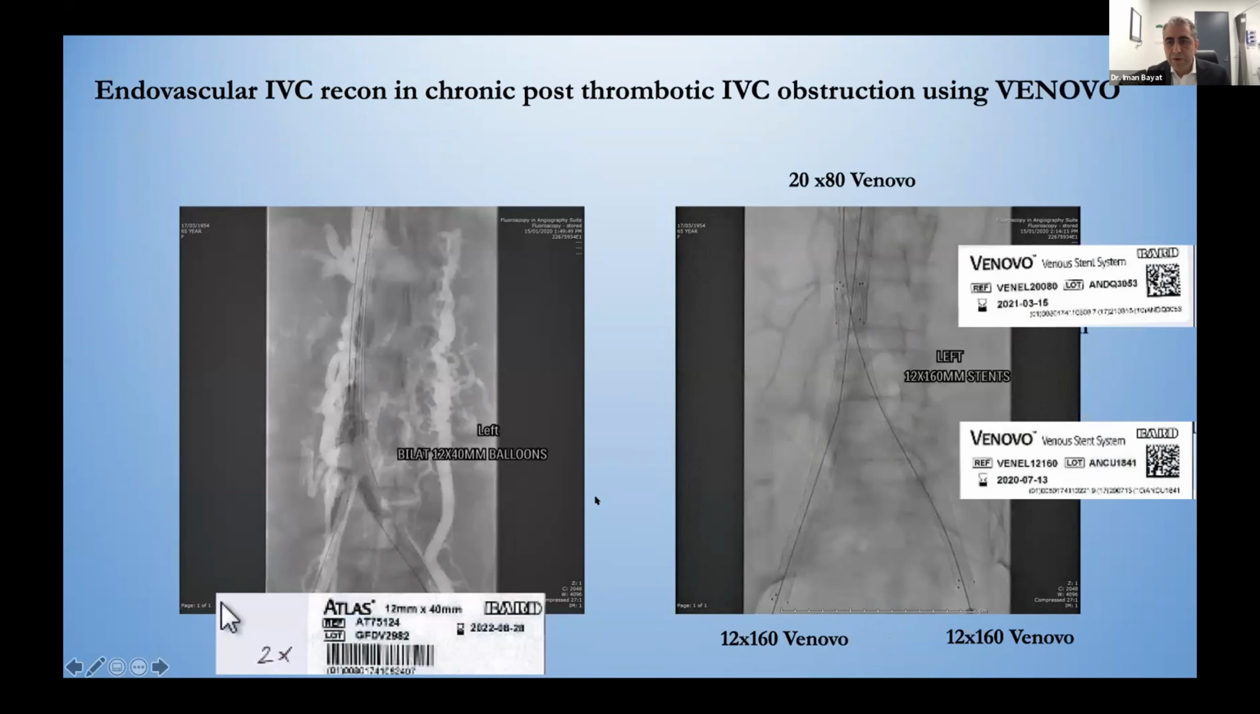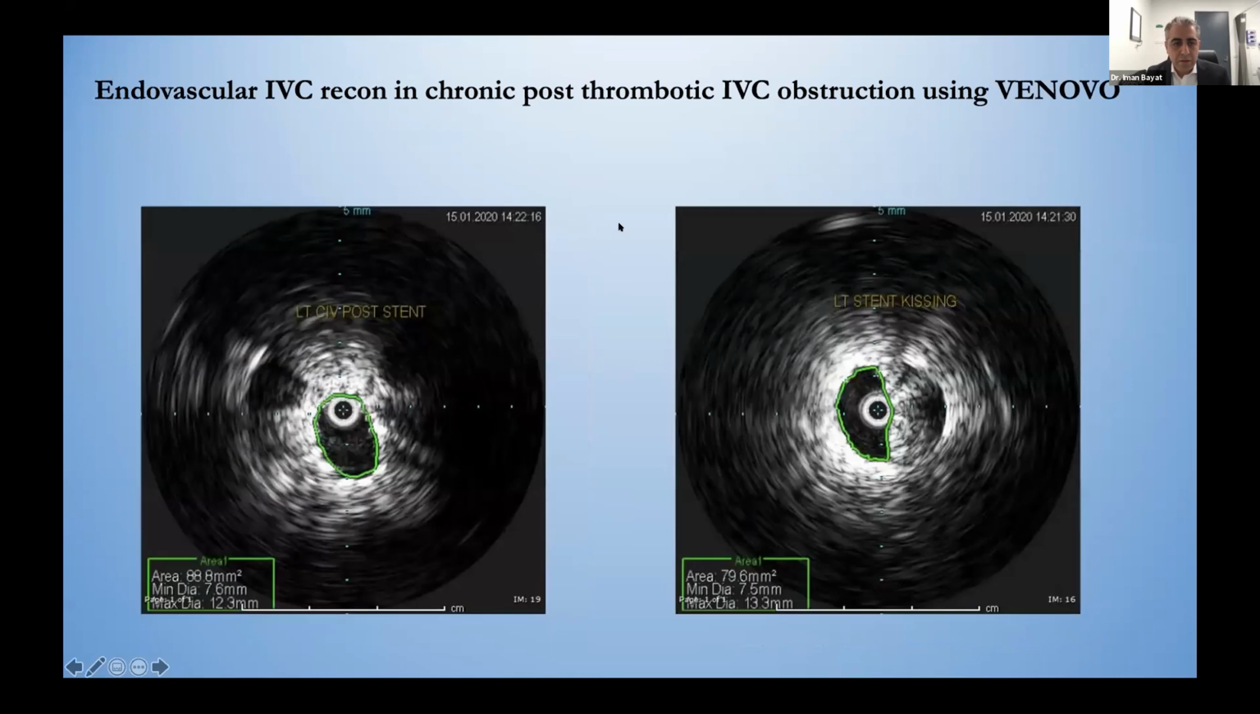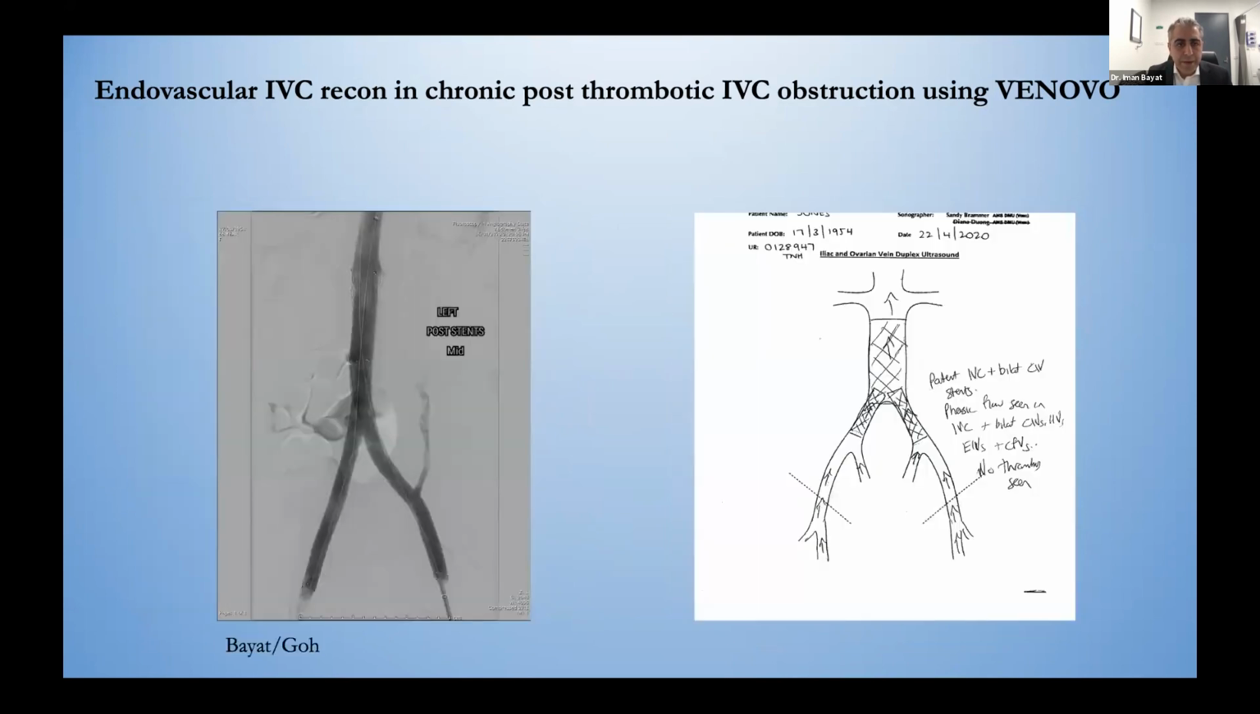stented this. Here, I chose to use a completely Venovo system, kissing two 12 by 160s into a 20 by 80 Venovo, and obviously concerned that there might be compression. We confirmed with IVUS and found there's very minimal compression of the stents within that KISS section. So I'd love to know what Rick thinks about this later. And 4 months later, it remains patent and the patient is asymptomatic.